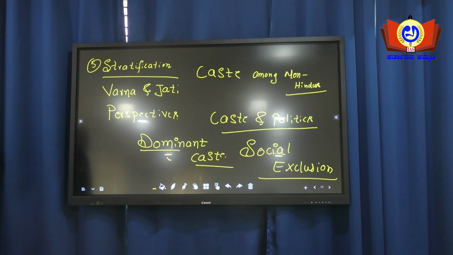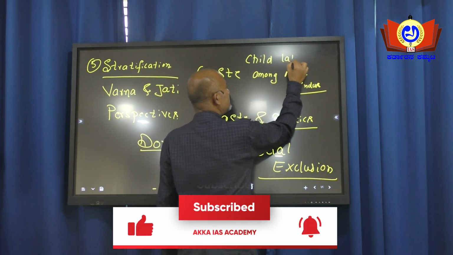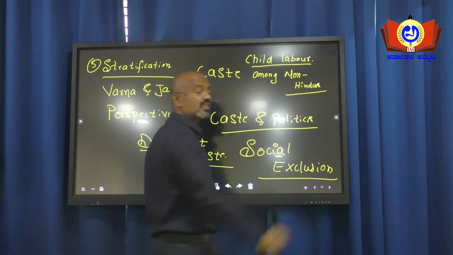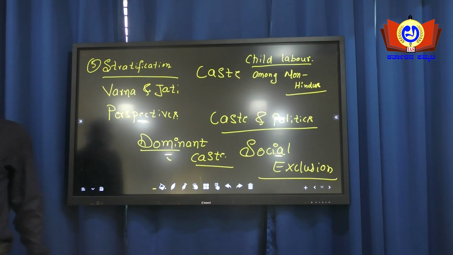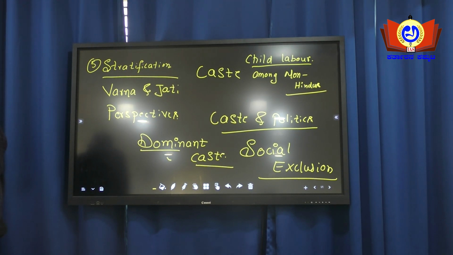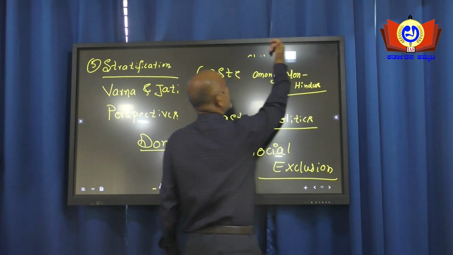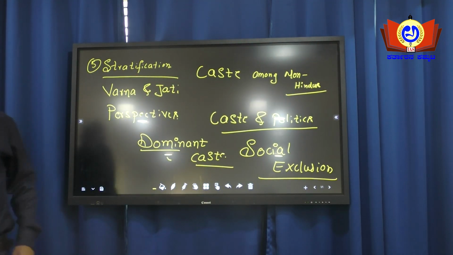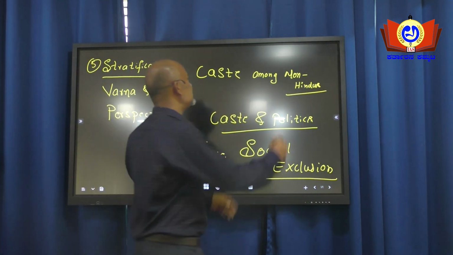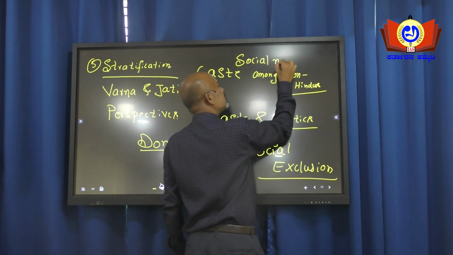The next concept we study is child labor. I'm sorry, don't write child labor, it comes under some other unit. I have missed the paper here. Some other paper came into this, so don't write child labor. It is mobility, social mobility. Social mobility is the next topic which we will discuss.